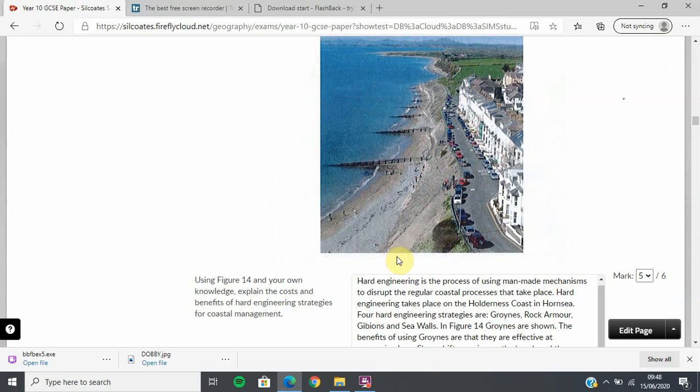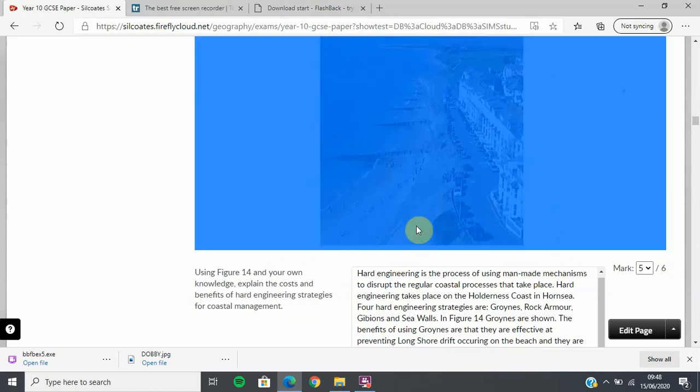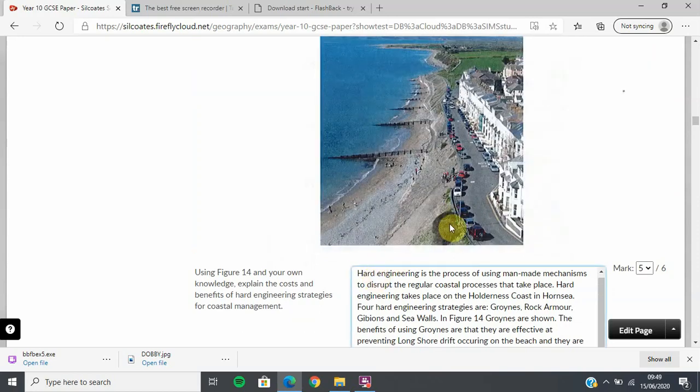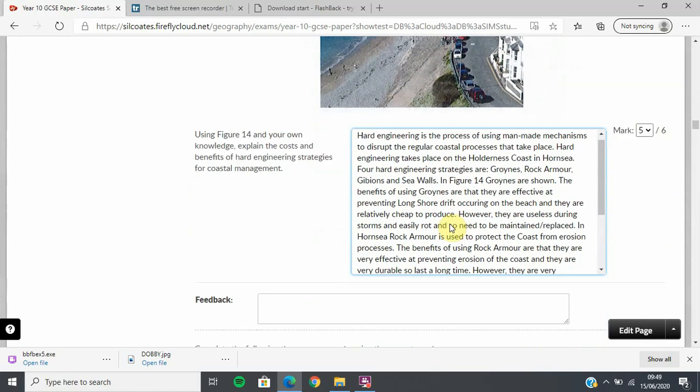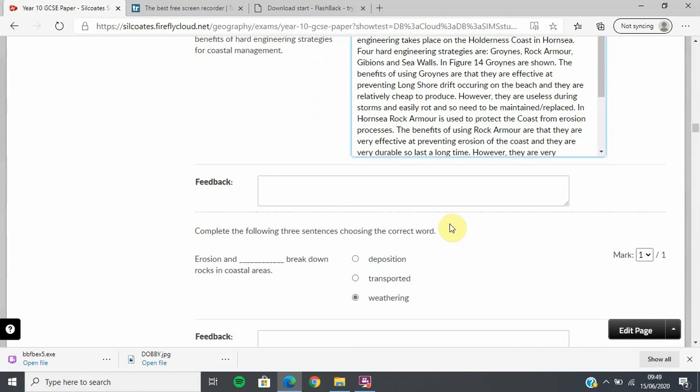And you could, as your own knowledge, talk about Hornsea here. Okay, so if you talked about Hornsea as a way of adding in some of your own knowledge here, that would be a good idea too. Okay, right, on to the next question then.